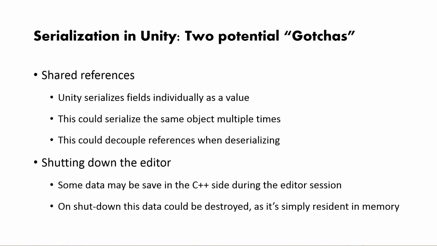Now, serialization in Unity, two potential gotchas. Shared references. Unity serializes fields individually as a value, and this could serialize the same object multiple times. And this could decouple references when deserializing.